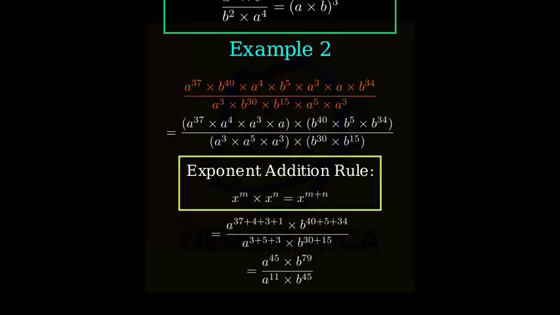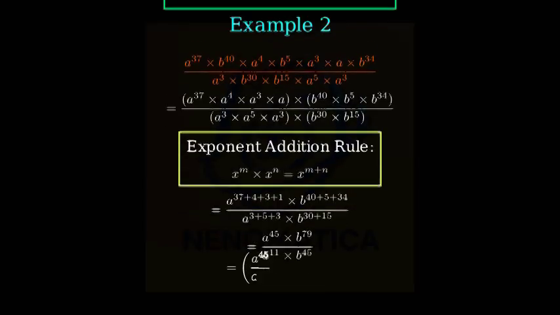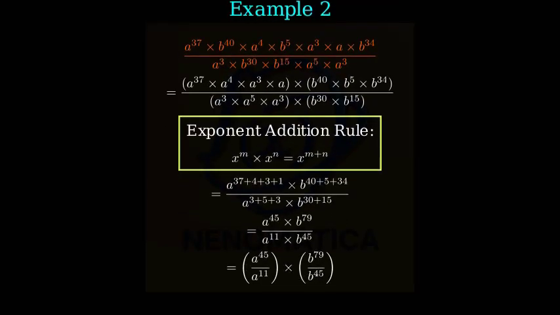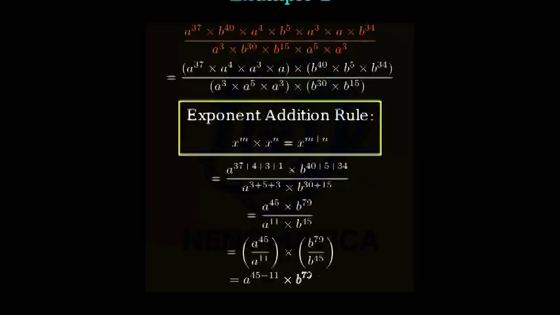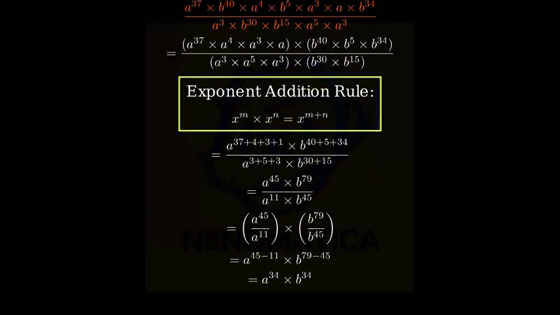For our fourth step, we'll separate this fraction into the product of two fractions, one for a and one for b, just like we did in the first example. For our fifth step, we'll apply the exponent division rule again. For the a terms, we have 45 minus 11, which equals 34. For the b terms, we have 79 minus 45, which equals 34.